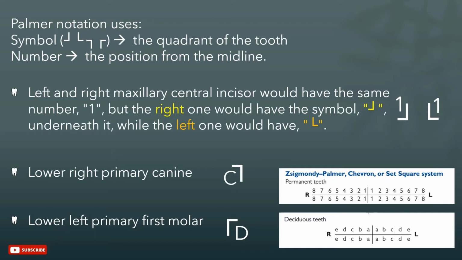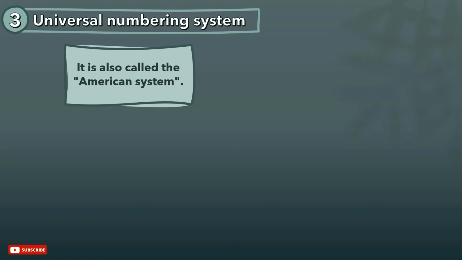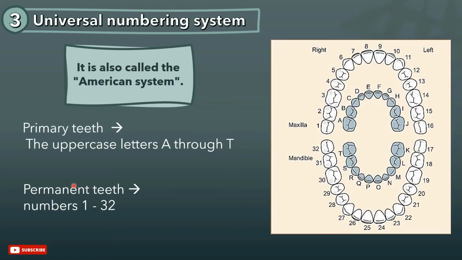The third system is the universal numbering system. It is most commonly used in the United States, and that's why it's also called the American system. For the primary teeth, we use the uppercase letters from A to T. The letters go continuously, starting from the upper right second molar and ending with the lower right second molar, as you can see here.